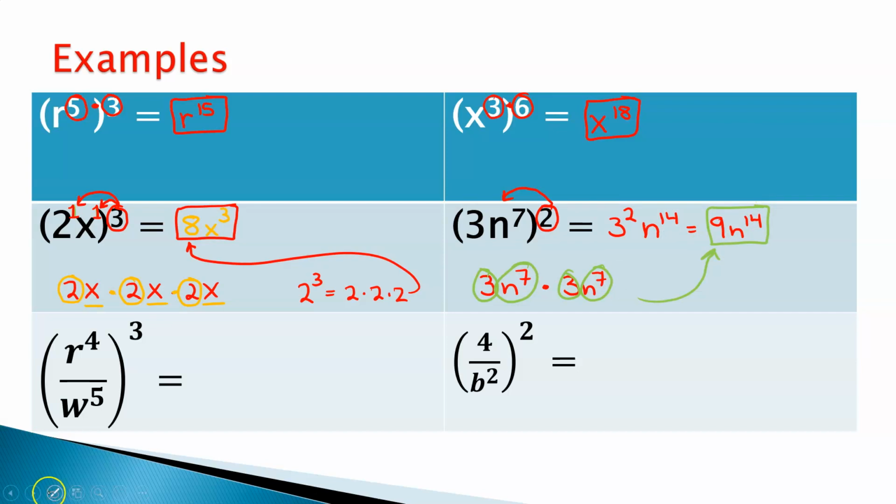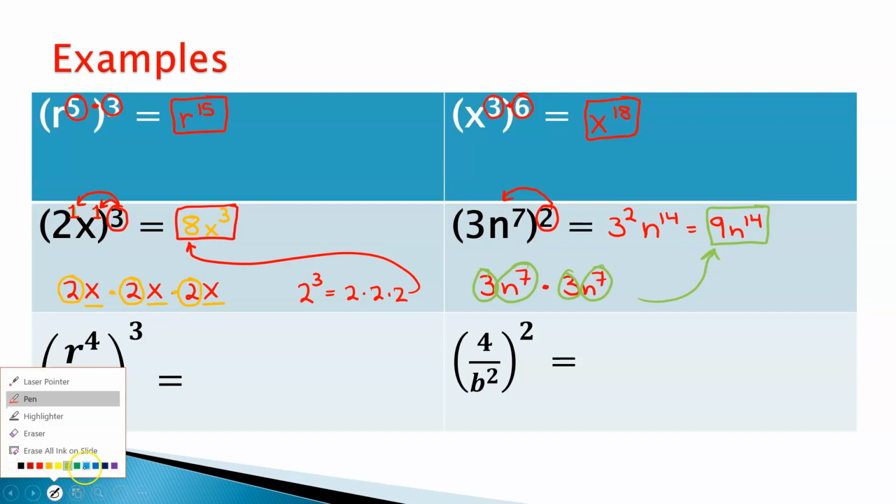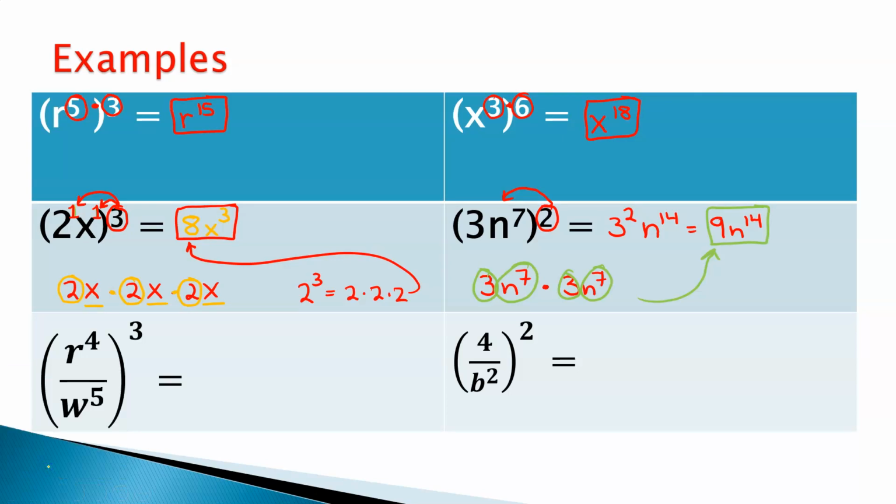All right, for this next one, since I have a power to a power, I'm actually going to cover up the denominator. So imagine this wasn't there. Pretend that was never there. Doesn't this look like the very first one we did up here? R to the 4th to the 3rd power. Whenever you have a power to a power, we still multiply. That's going to give us R to the 12th.